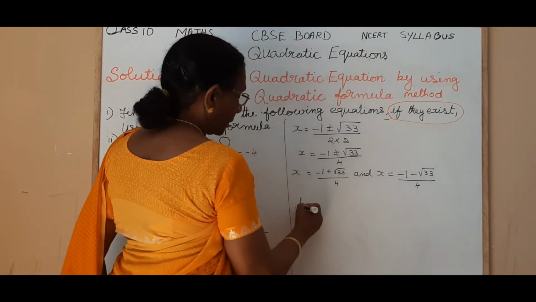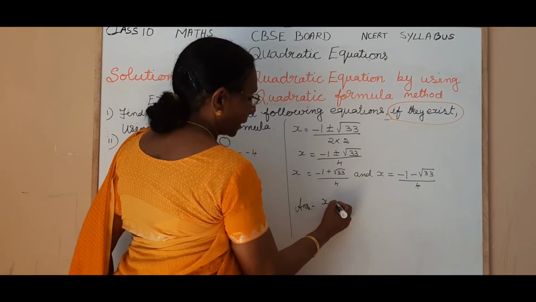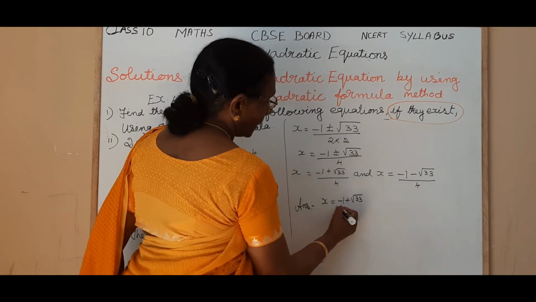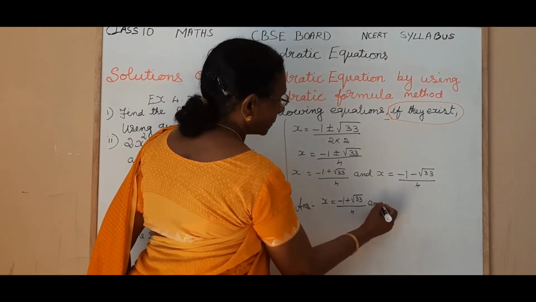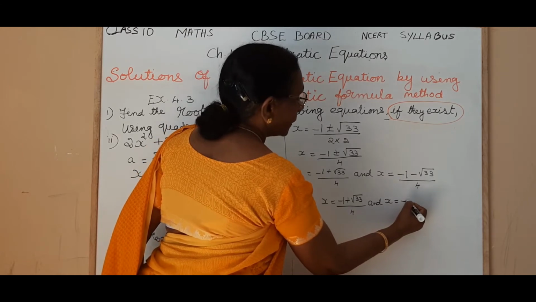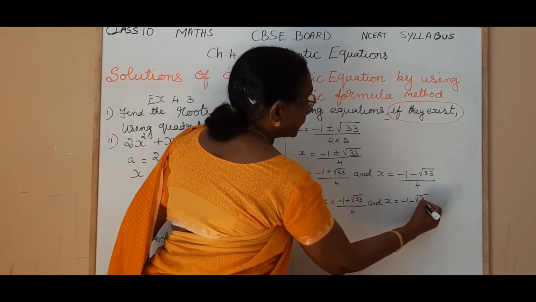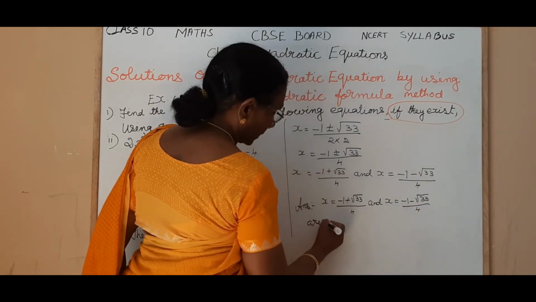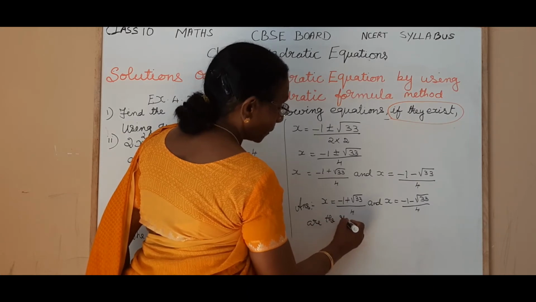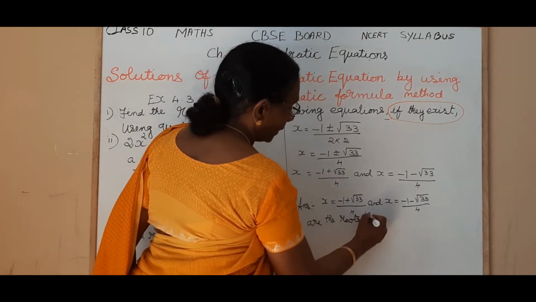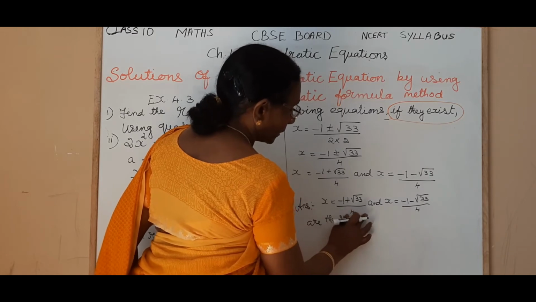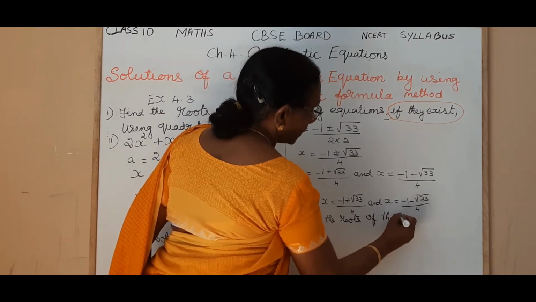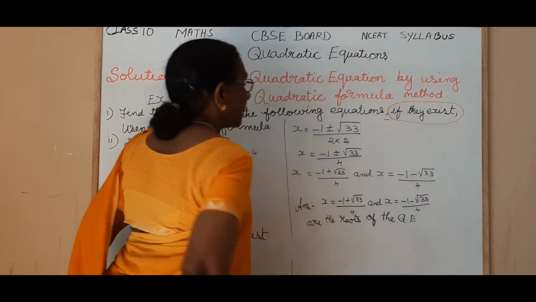So the answer, what are the roots? x is equal to minus 1 plus root 33 by 4 and x is equal to minus 1 minus root 33 by 4, are the roots of the quadratic equation. Is it clear, children?